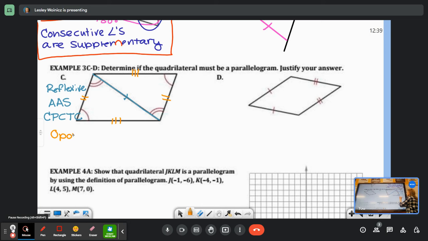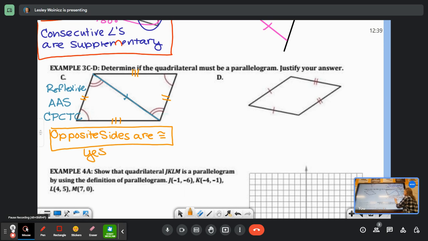Opposite sides are congruent. So that is our justification. So we can say yes.